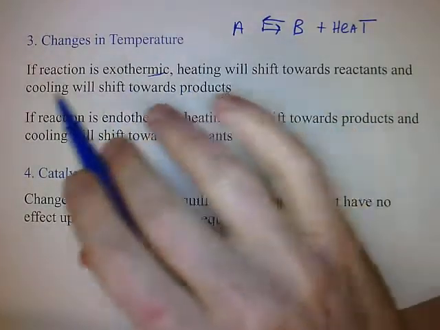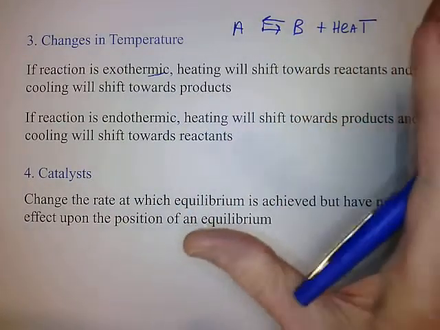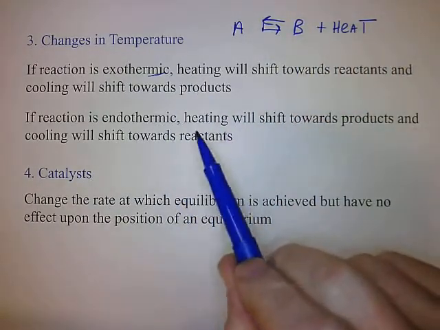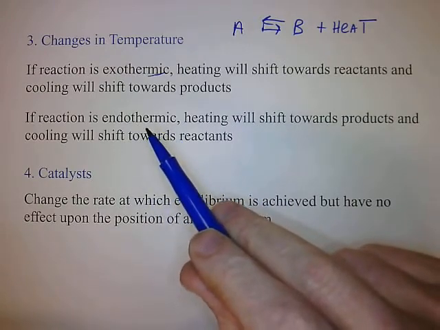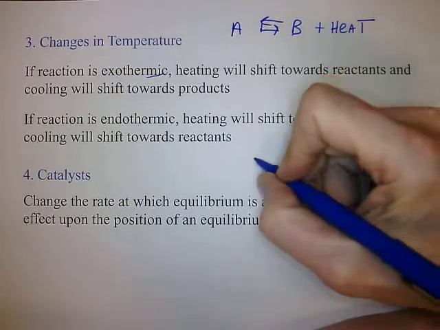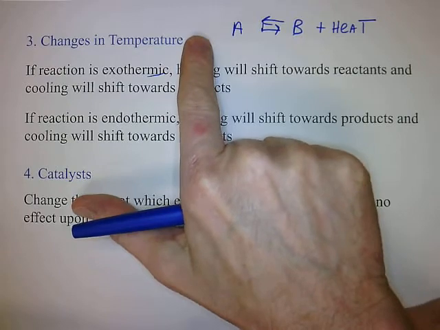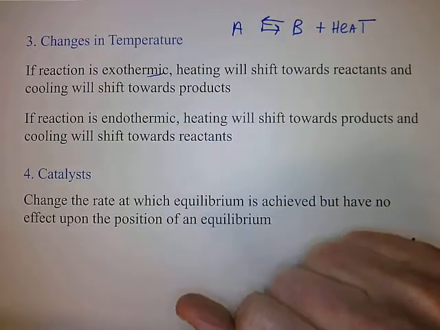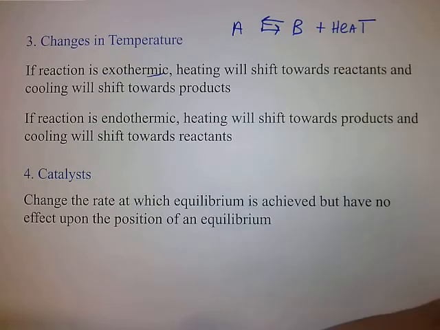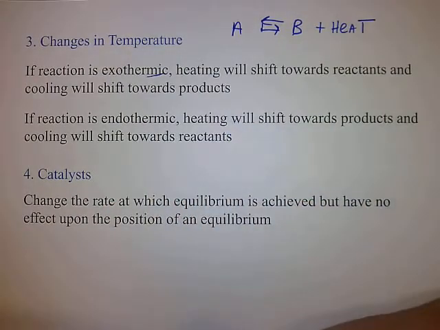Almost last, not quite. If a reaction is endothermic, now the opposite is true. If the reaction is endothermic, now endothermic means it's taking in heat. Right? We could write an endothermic reaction like this, or the heat would simply be on the other side. Okay, so in an endothermic reaction, we could think of heat as a reactant. So if we heat it up, we're giving it a reactant, so heating will shift it towards the products. Cooling will shift it towards reactants.